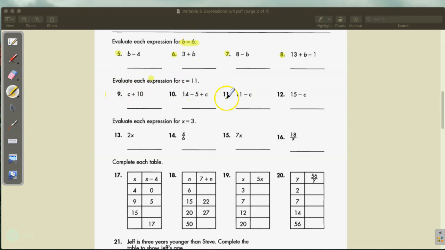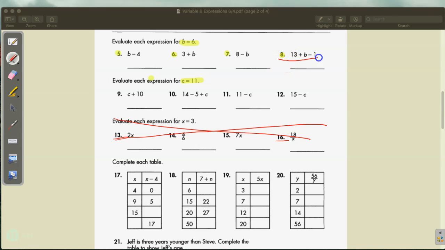Right here for 9 through 12, instead of the letter C, you're going to replace it with 11. Don't worry about this section right here. You can cross that out. I don't want you to do questions 13 through 16 because you're going to have a couple more, and I don't want to give you so much work for today.